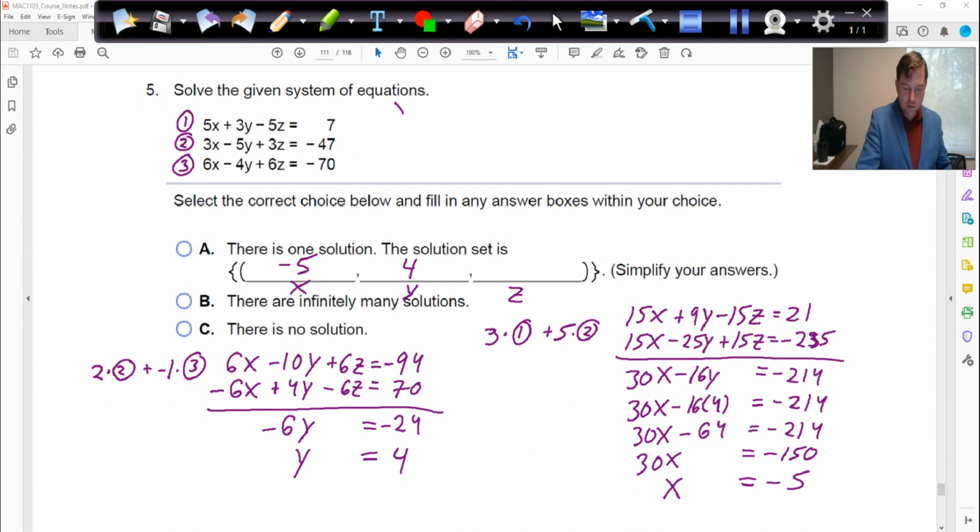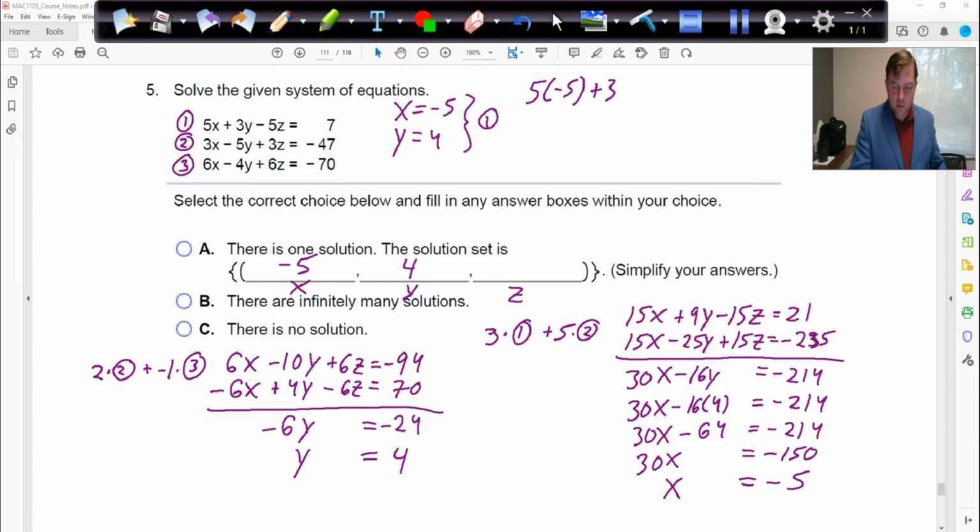Okay, now we're going to plug x equals negative 5 and y equals 4 into one of the first three equations. And I would probably go with equation 1 because the right-hand side is the smallest number, maybe the easiest to work with. So let's put it into 1. So it's going to be 5 times negative 5 plus 3 times 4 minus 5 times z. Z is the only one we don't know, equals 7. Minus 25 plus 12. So minus 25 and 12 is minus 13.